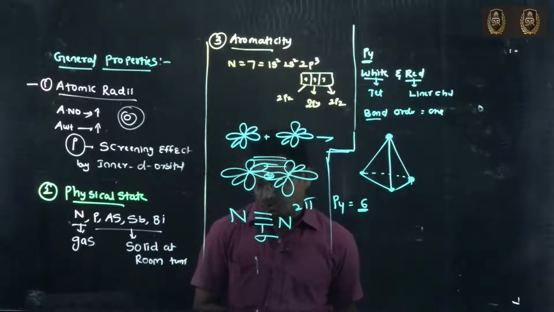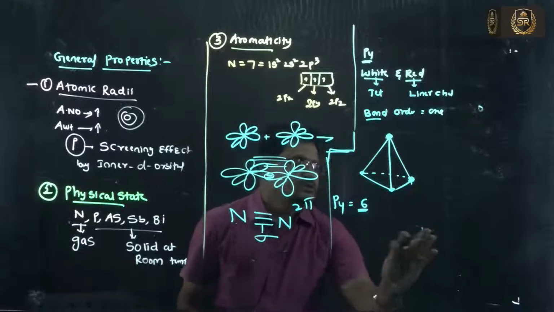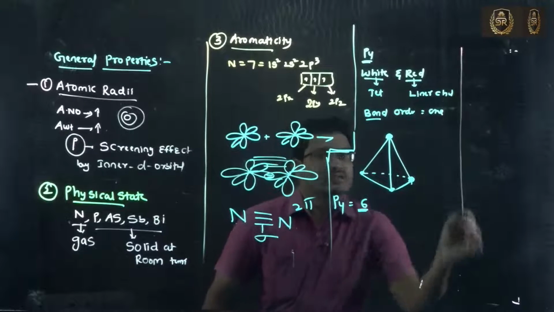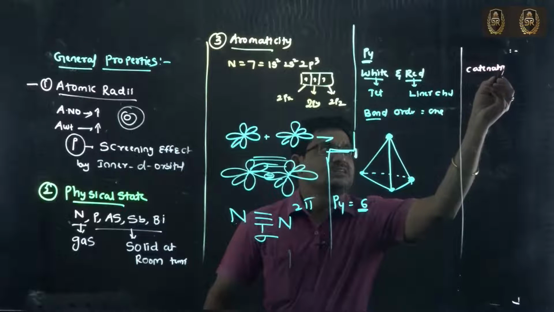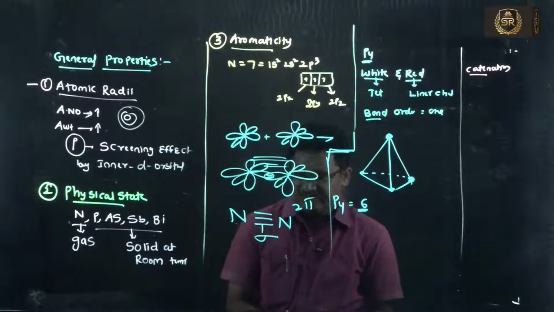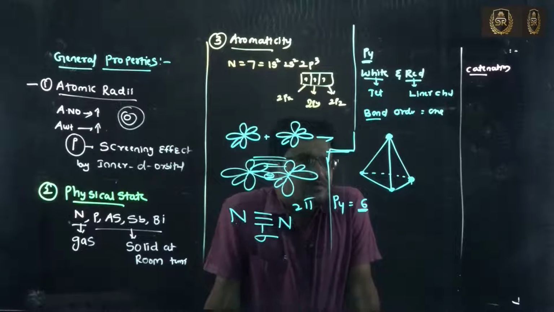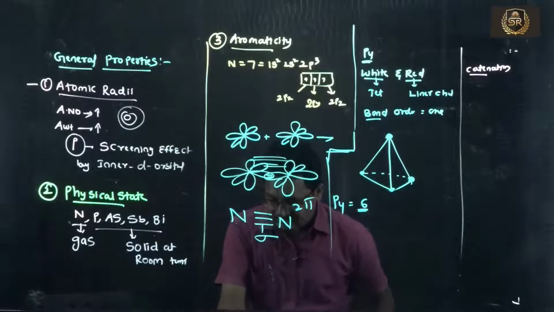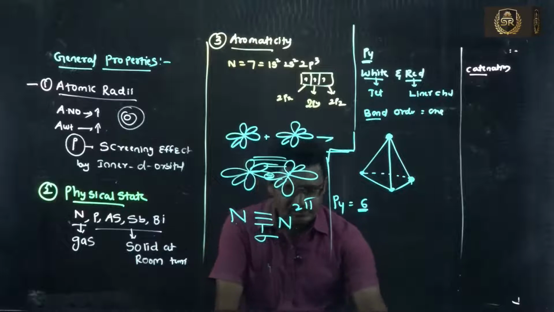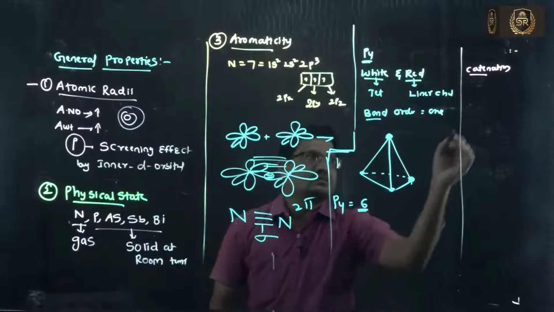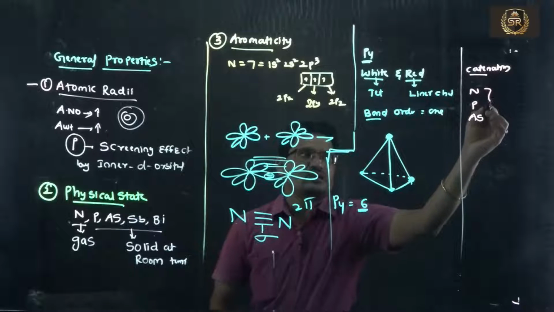Next one, catenation. What is catenation? After allotropy, the next one is catenation. The fifth group elements form catenation. That means the first 3 elements, nitrogen, phosphorus, arsenic, form catenation.